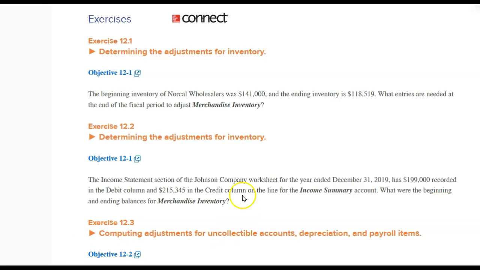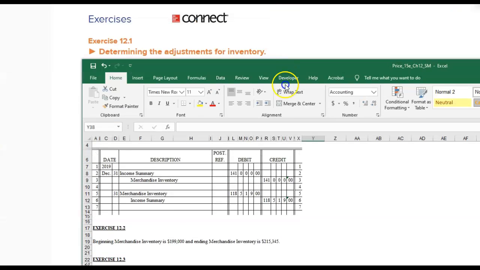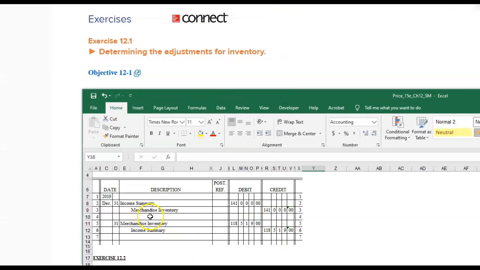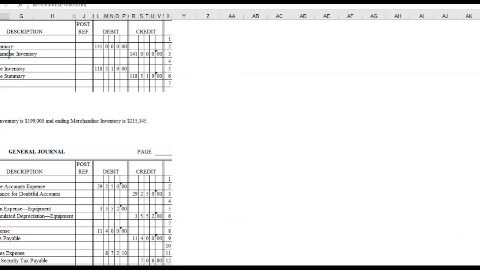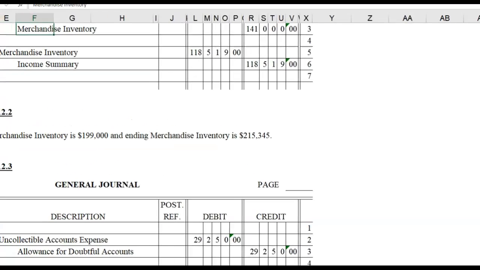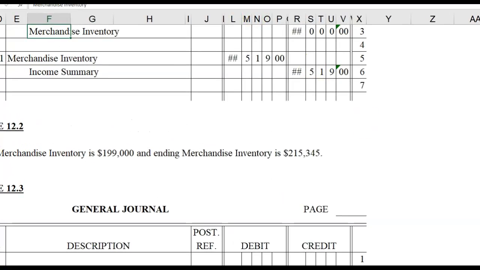Here we go. And the second thing we're going to do is we're going to go ahead and open this. You'll see. I'll show you what I mean. Let's just pull it up. Okay, so merchandise inventory is normally a debit, so you need to credit that. Let me see if I can zoom this.